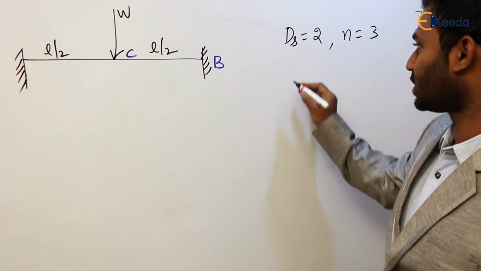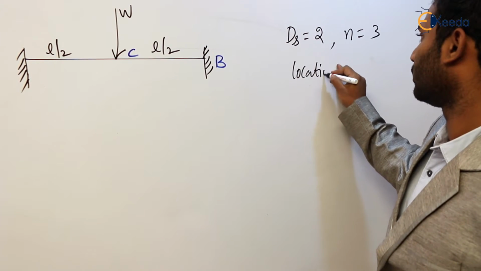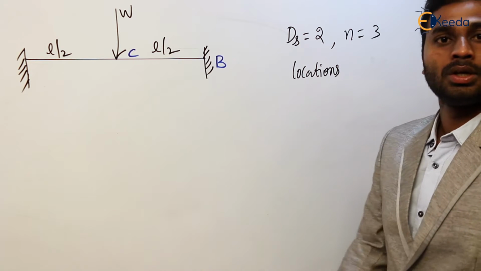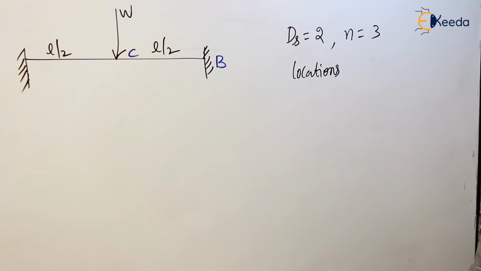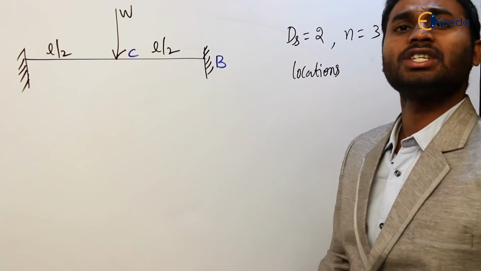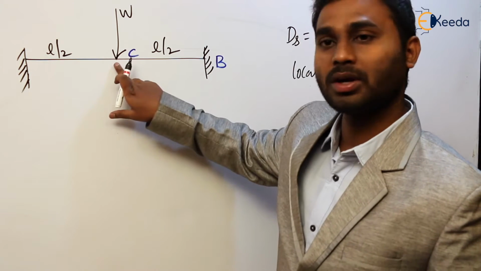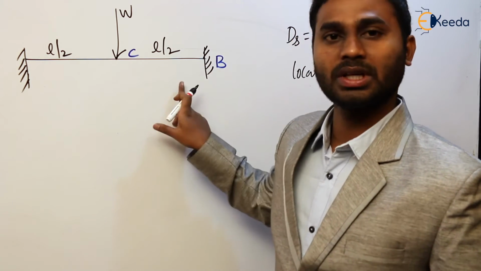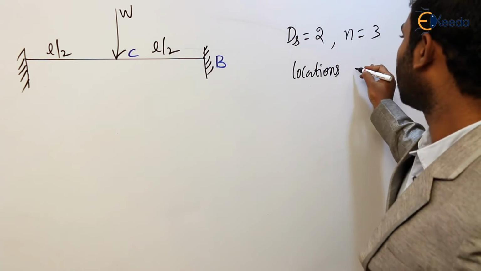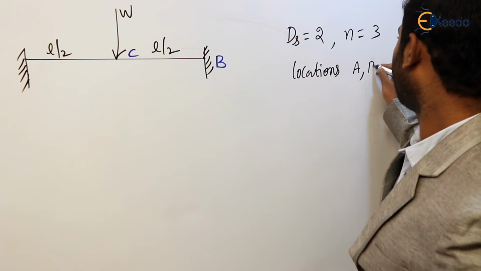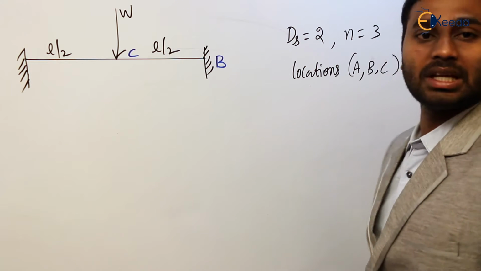The next is location. So where will it form? Locations. So where those 3 hinges are going to form. So we have to locate the locations of the plastic hinges. So where they will form, if you see, under the point load and at the fixed supports. Yes or no? So the locations here are A, B, C. So these are the locations.